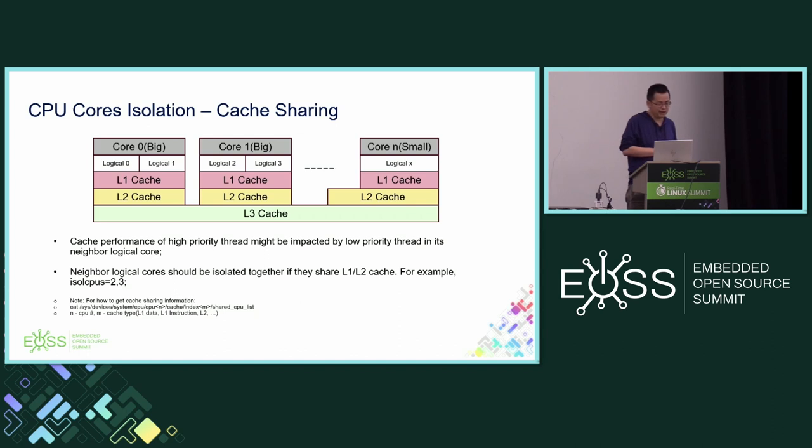Fortunately, this could be avoided. In our testing, we often isolate neighbor cores, for example, logical core 2 and logical core 3, we isolate them together. This way, the high priority task will not be impacted by other threads, and the cache performance will be consistent.